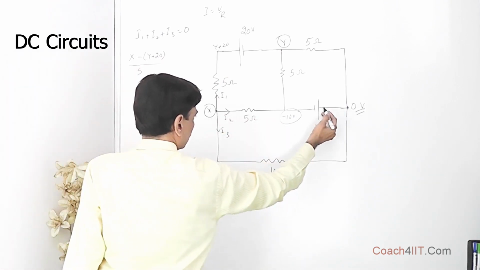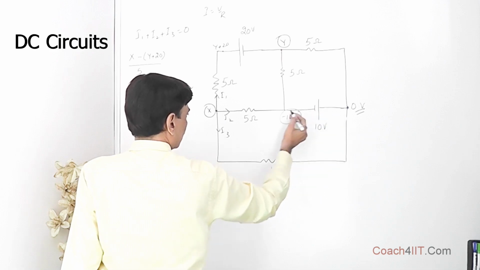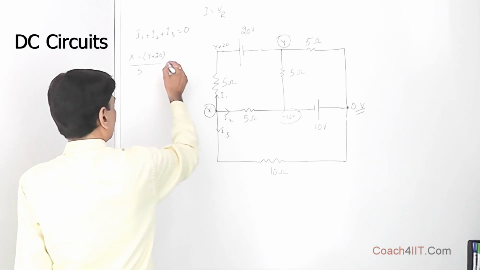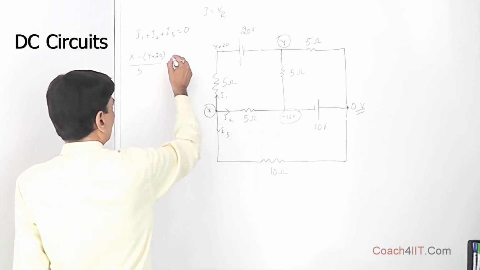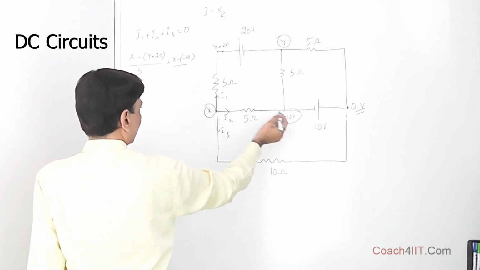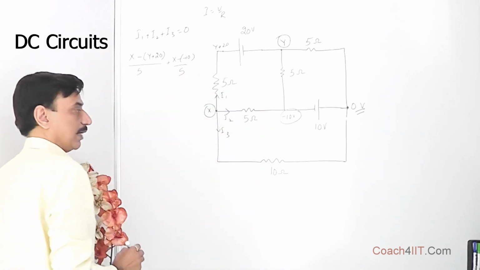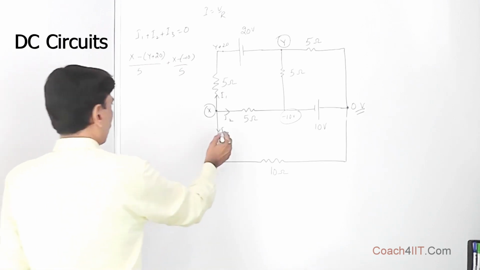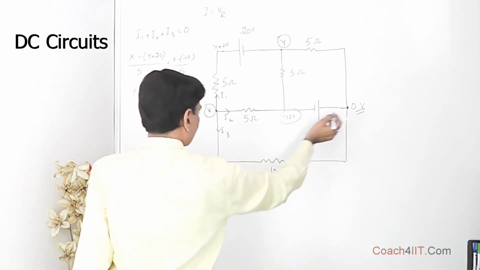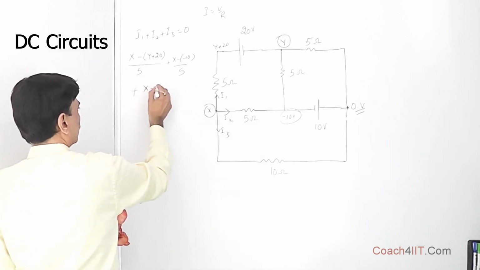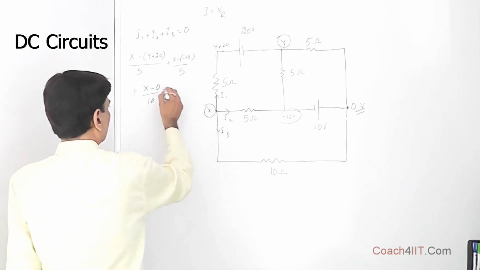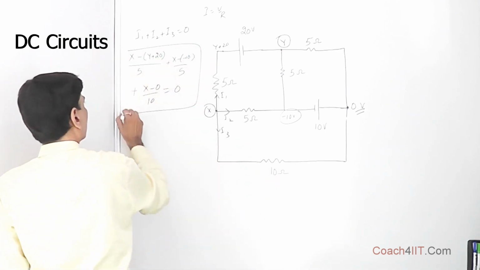This is at 0, this is at minus 10, this is X, this is at minus 10. So for the current I2, the potential difference is X minus (minus 10), divided by 5. I2 is done. Now I3: this is X, the other end is at 0 volt, so (X minus 0) by 10 ohm, and the sum is equal to 0. So this is one equation we get.